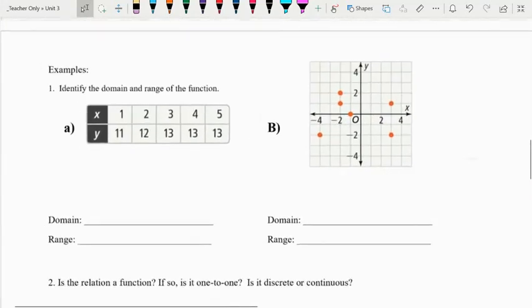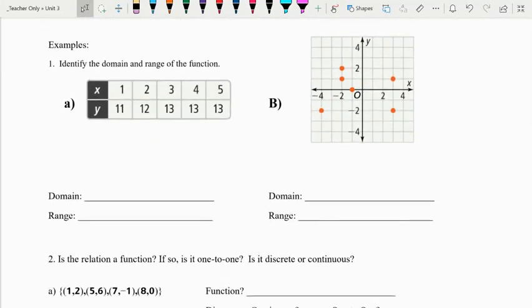So it says identify the domain and range of the function. So again, domain are your x values. So I'm focusing on the top part of this graph. So in set notation, from least to greatest, 1, 2, 3, 4, 5. My range is talking about the bottom, and from least to greatest would be 11, 12, and 13. Notice how I did not write 13 3 times because we do not write any repeating numbers.